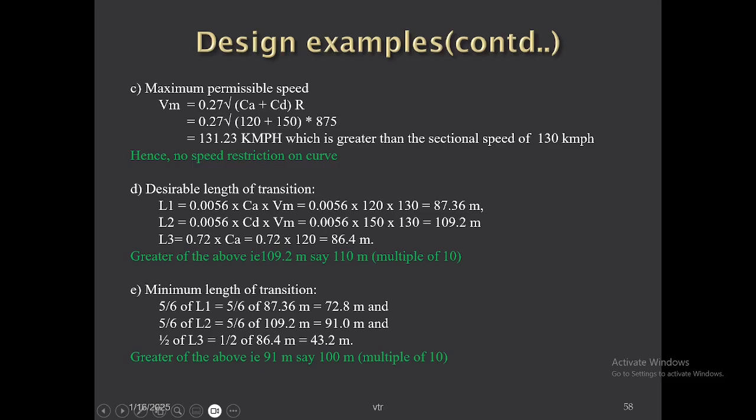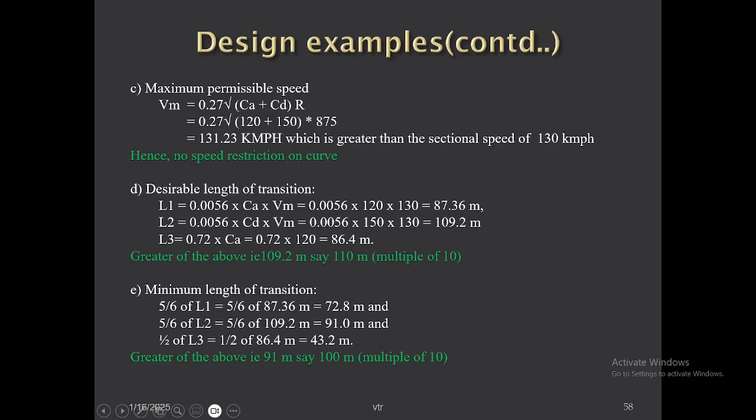Here, 50 mm is this equation, and 60 mm is that, and that gives the minimum length of transition. Using the relation we got three values: the first is 72.8 meter, the second is 91 meter, and the third is 43.2 meters. Out of the three we choose the higher one, that is 91 meter. And for the safer side, go to the higher multiple of 10, so it will come to 100 meters. So this will be your minimum length of transition.